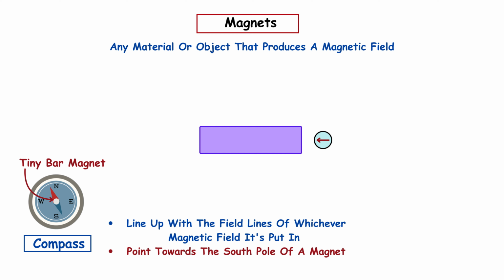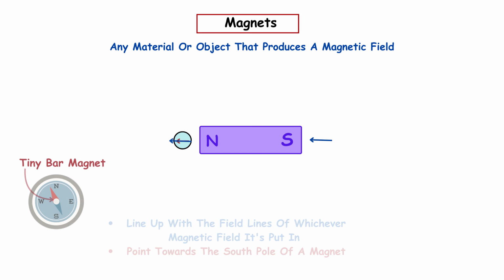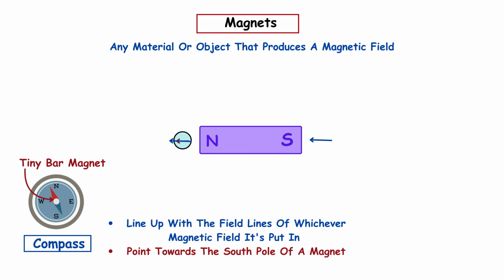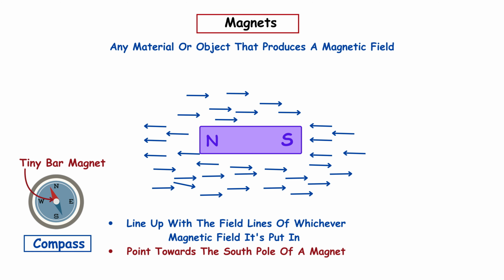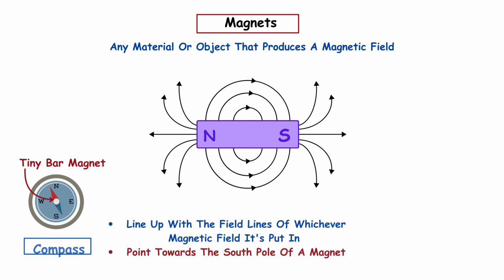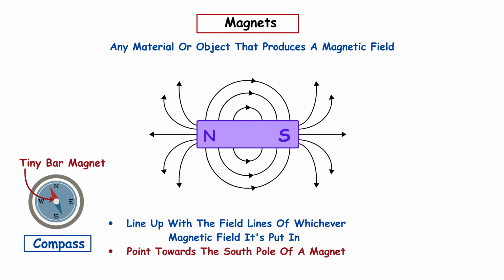For example, if the compass needle points toward a specific side of a magnet, that side must be the South Pole. Conversely, if it points away from a side, then that side is the North Pole. By repeating this process at multiple points around the magnet, we can gradually build up a complete diagram of the magnetic field by joining all of the arrows to form continuous field lines, just like in our earlier illustrations.